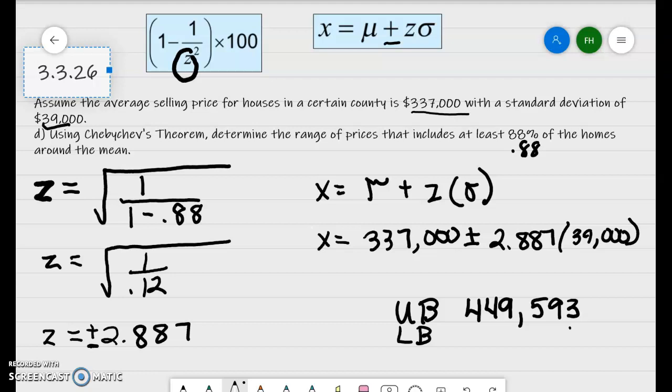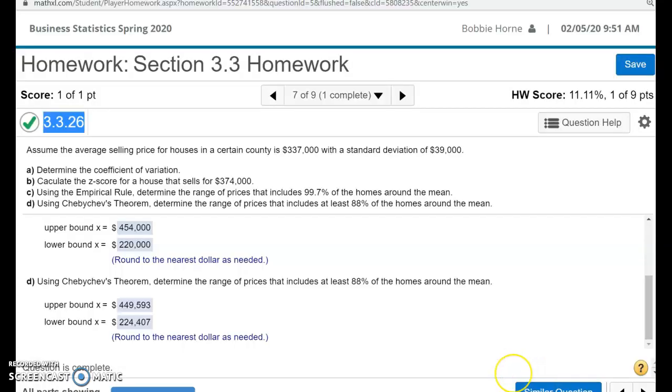Now for our lower bound, we're going to do 337,000 minus 2.887 times 39,000, and we get 224,407 for our lower bound. Okay, and that's what I've got here.